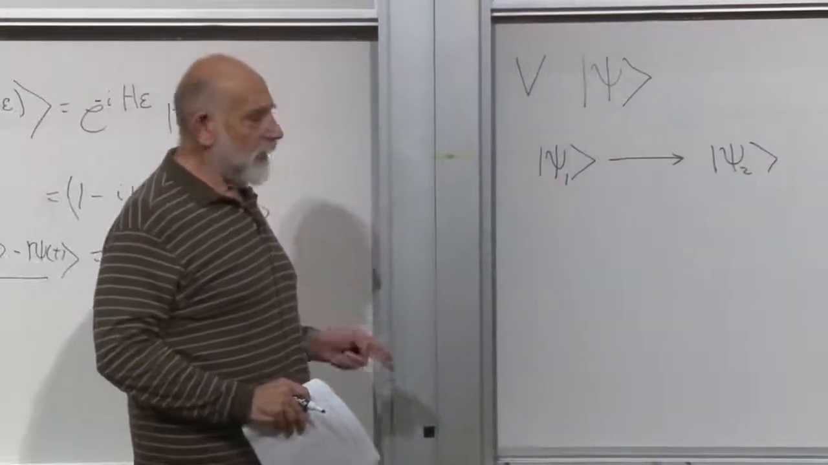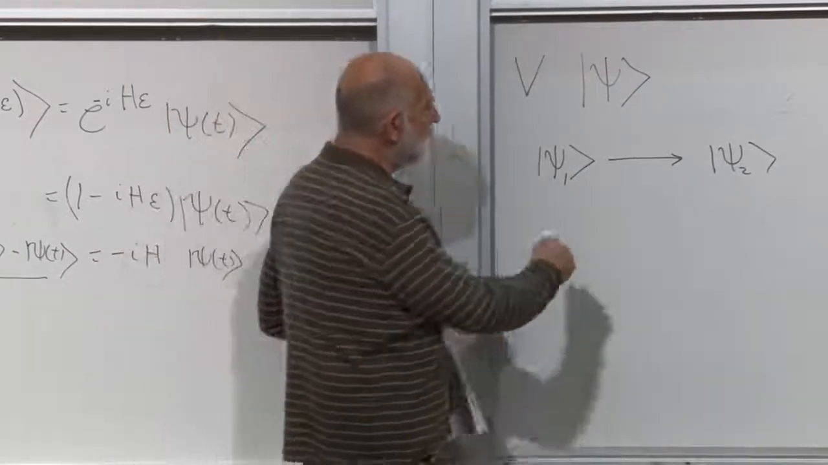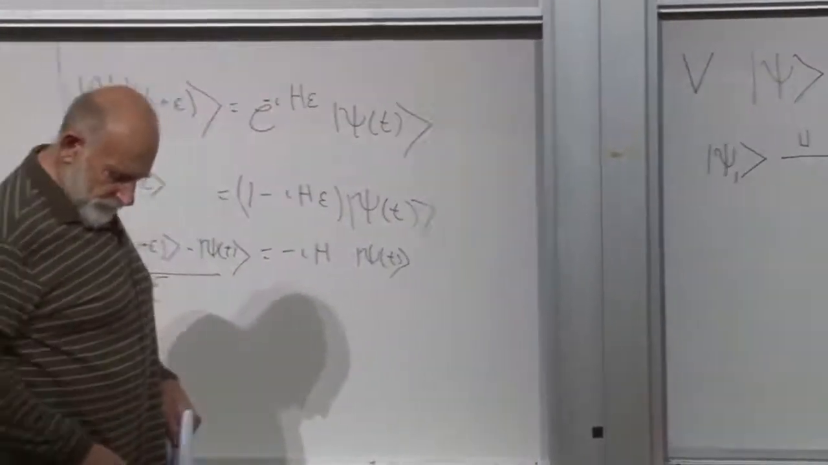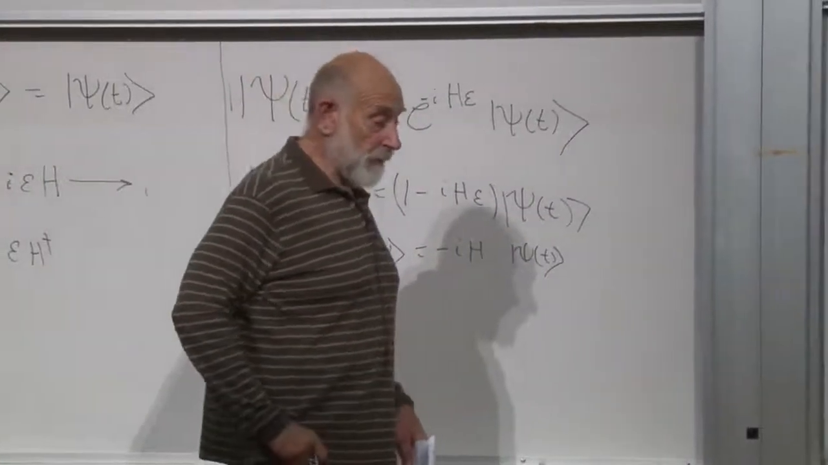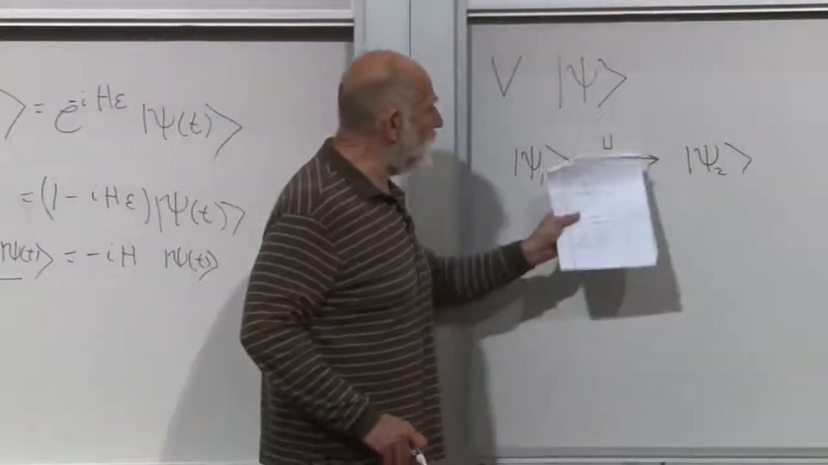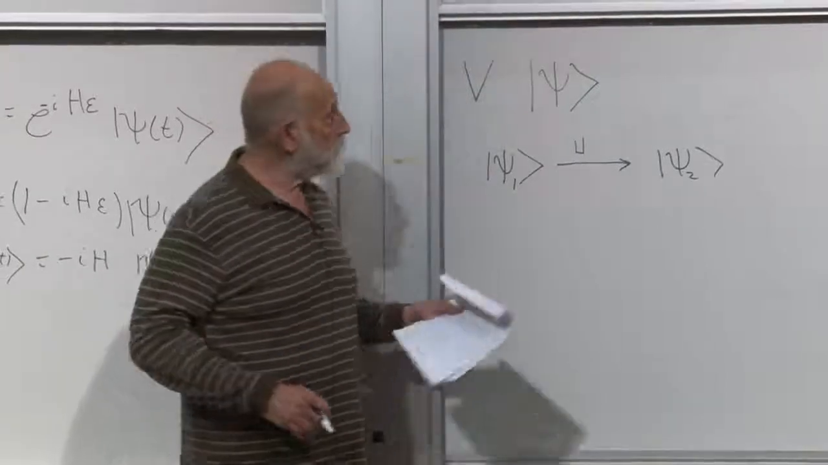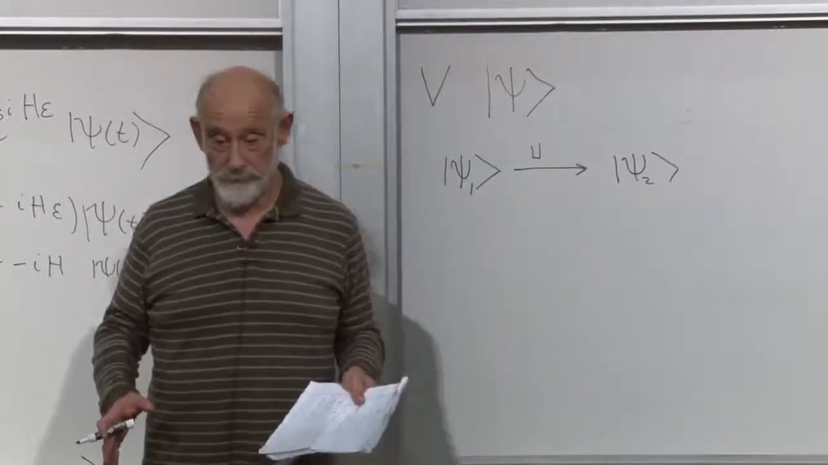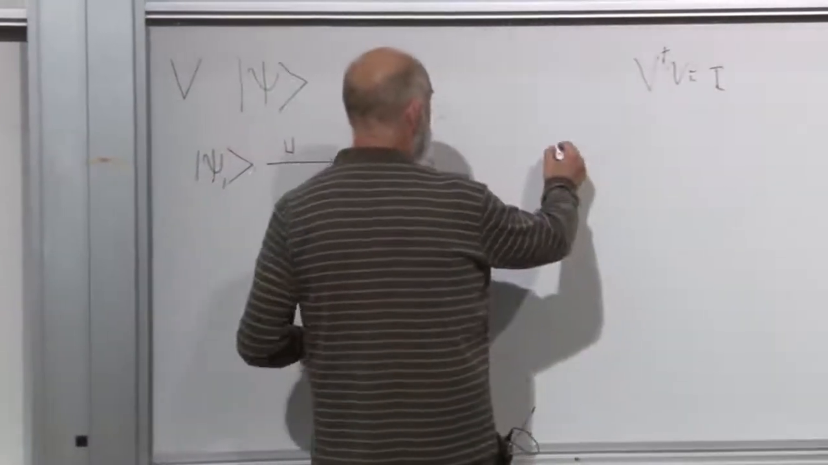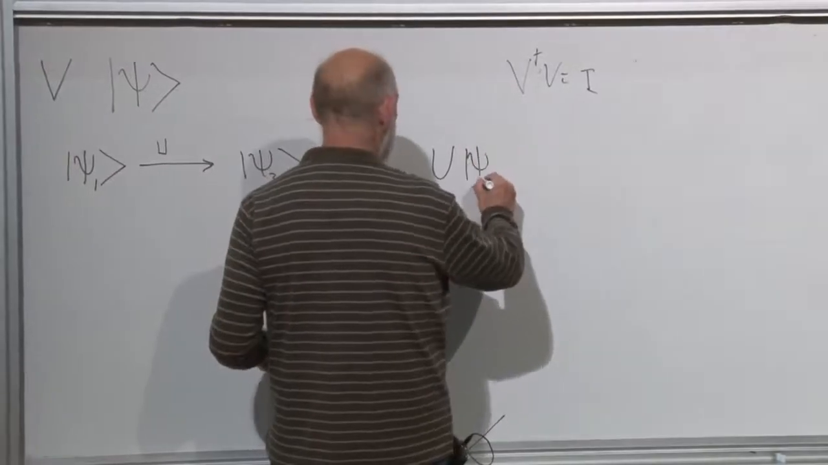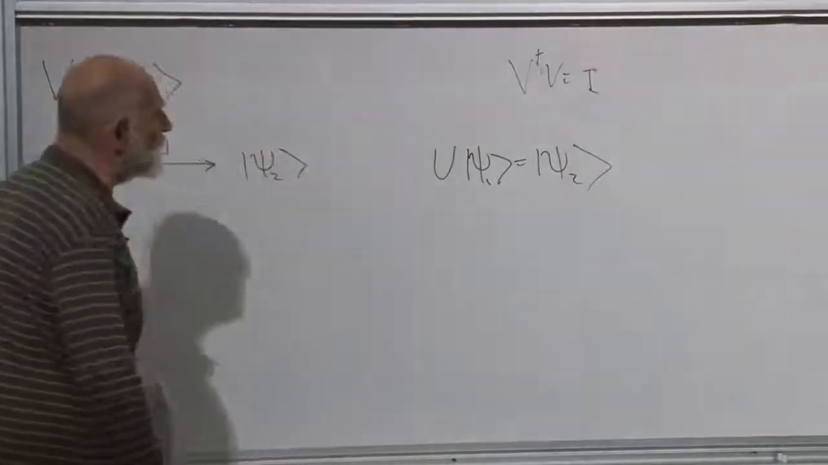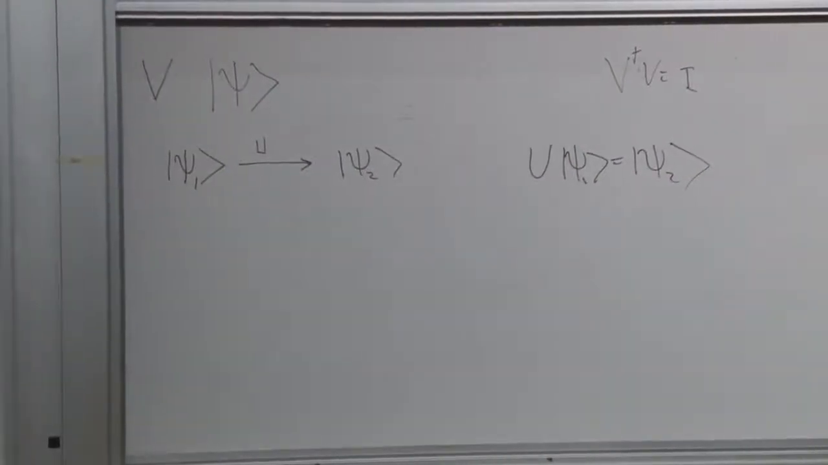If I take psi 1 and I allow it to evolve with time, let's represent that by putting a little U here. U represents time evolution. V does not. V is something else. If I take psi 1 and allow it to evolve for a certain amount of time, it will become psi 2. Okay, so that's under U. Another way to say that is that U on psi 1 is equal to psi 2. That's all. Evolve psi 1 for a little bit of time, and you get psi 2.